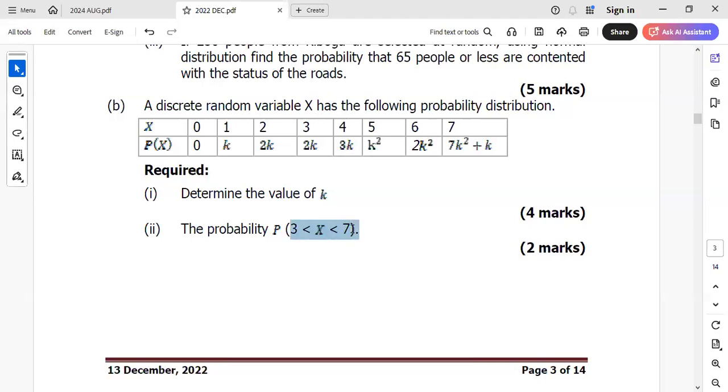Then here, what do you need? It is from 4 to 6. The value is between 3 and 7.